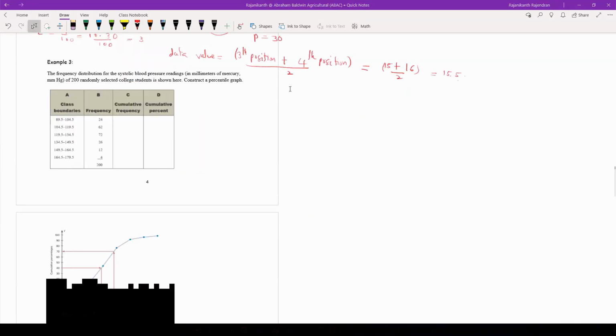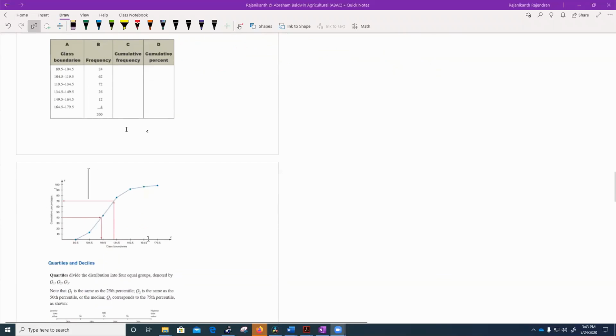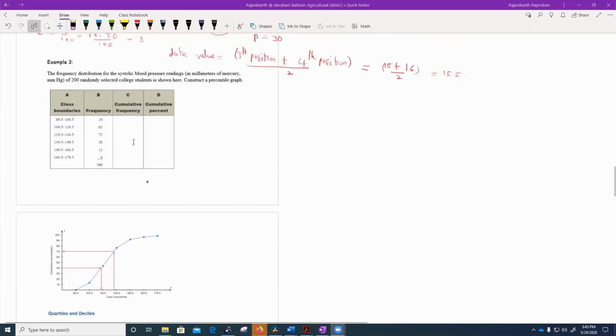So look at example 3. The frequency distribution for the systolic blood pressure readings of 200 randomly selected college students is shown here. That means there are 200 data values in table form. Construct a percentile graph. A percentile graph is nothing but a cumulative graph or ogive, right? We already have seen how to draw an ogive, a cumulative frequency curve. To draw that, the picture is given here. The only thing is you need to complete this table, right?